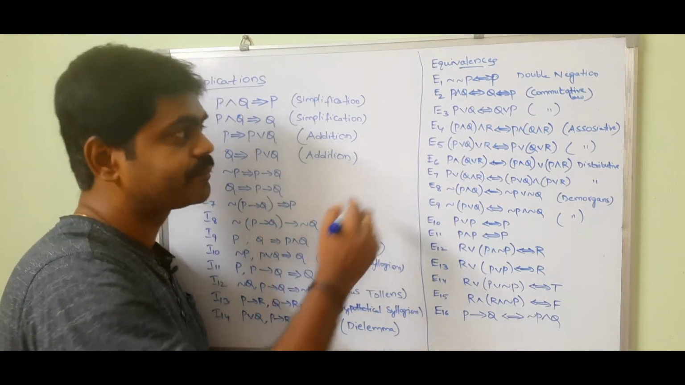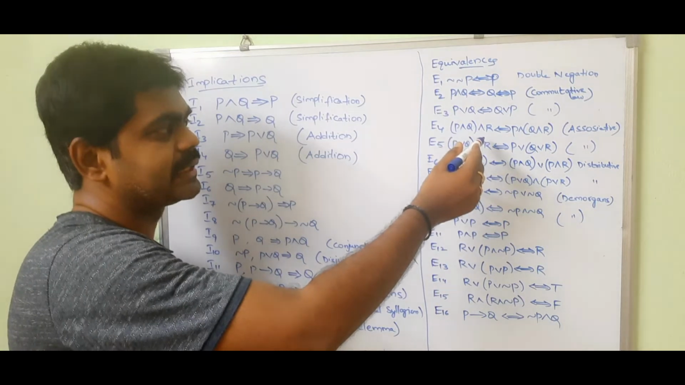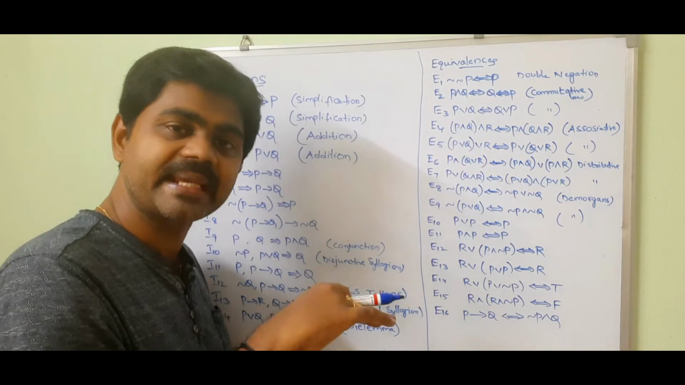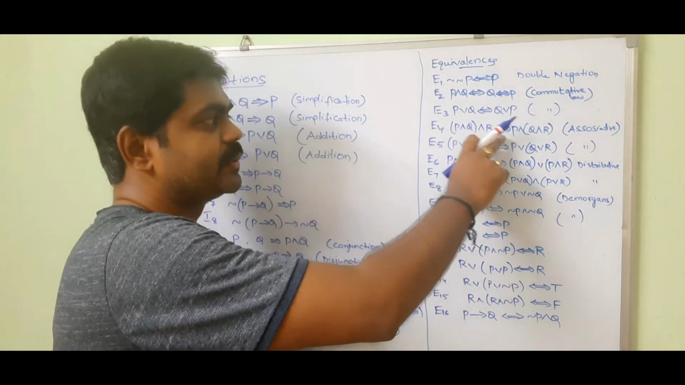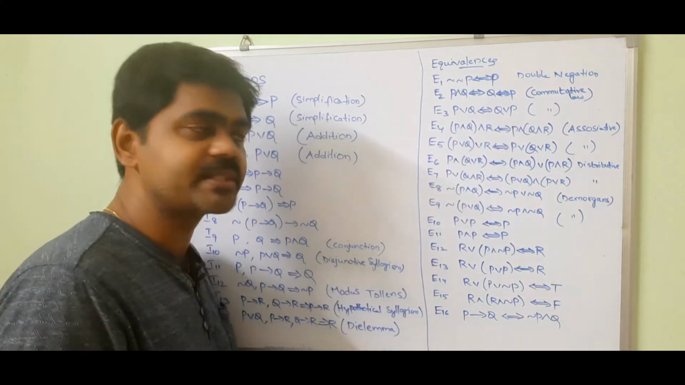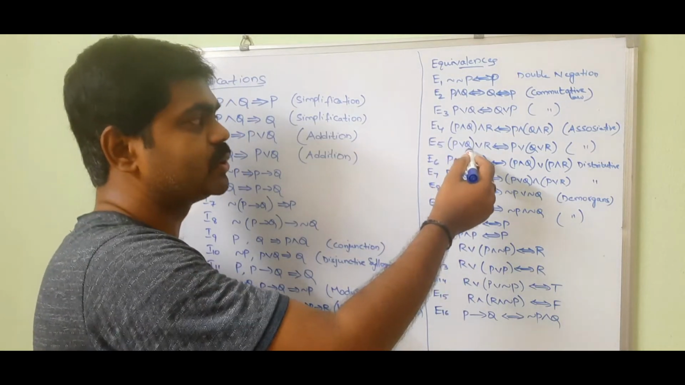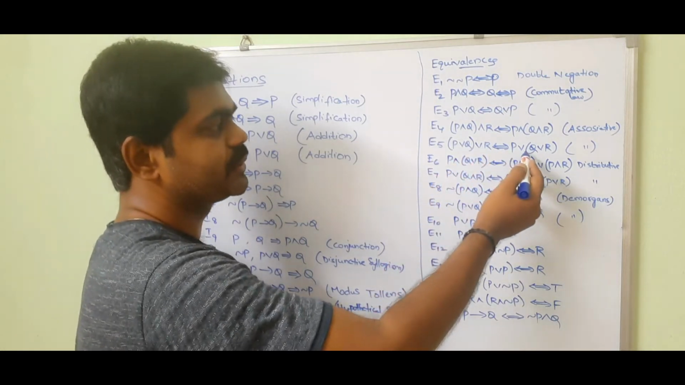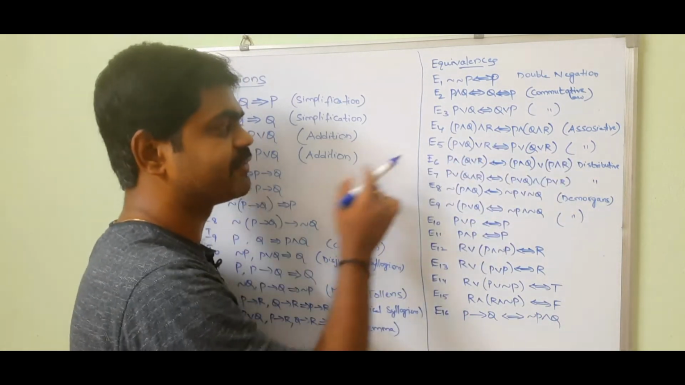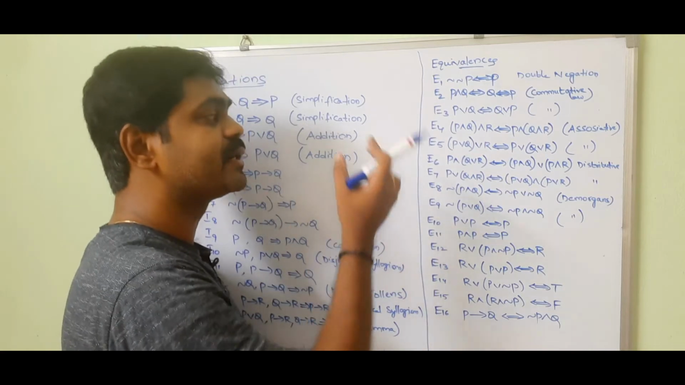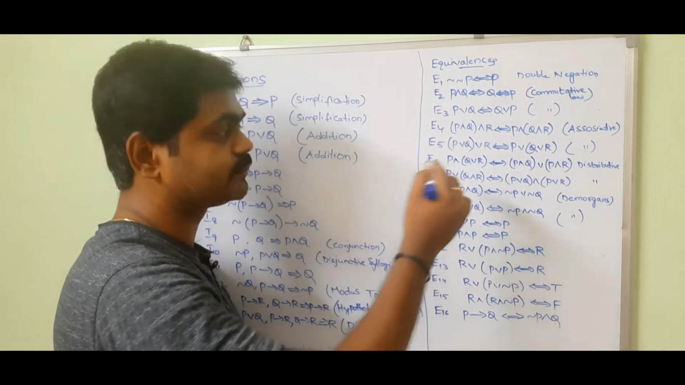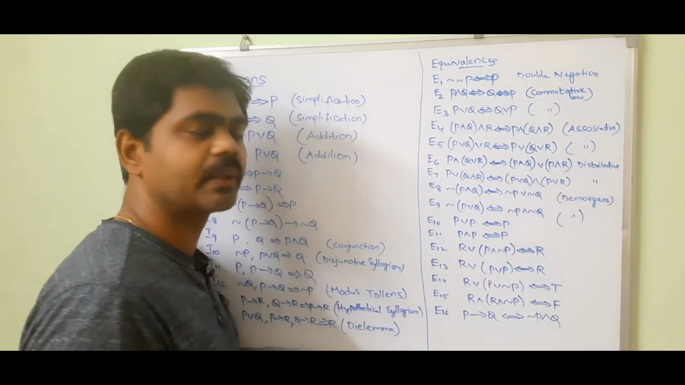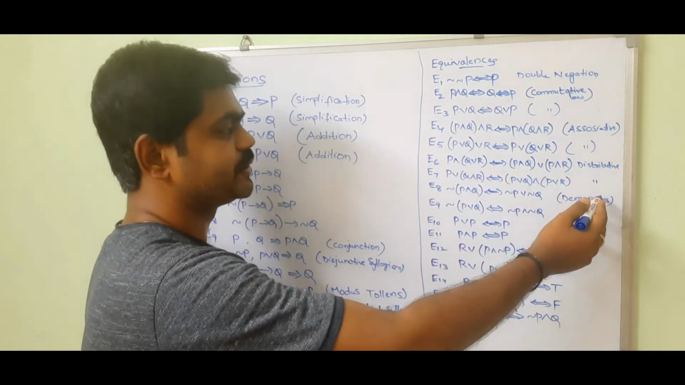Again commutative law. Next, P and Q and R, we can write as P and (Q and R), which is associative. So (P and Q) and R gives P and (Q and R), which is the associative law. P or Q or R, same, just change the symbols, which is again the associative law. E5. E6 is P and (Q or R). So P and (Q or R) gives (P and Q) or (P and R). This is the distributive law. Change the symbols, again distributive law.